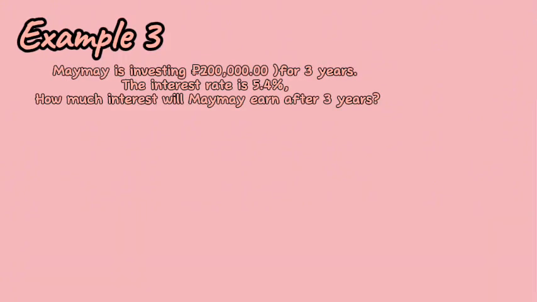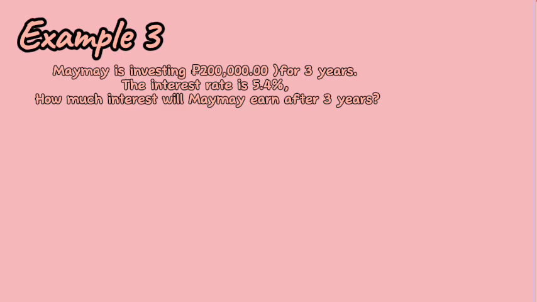So let's have our first example. Candice is investing 200,000 for 3 years. The interest rate is 5.4%. How much interest will Candice earn after 3 years? Here, the invested amount is the principal of the formula. 3 years is the value of t, while the 5.4% is the rate.